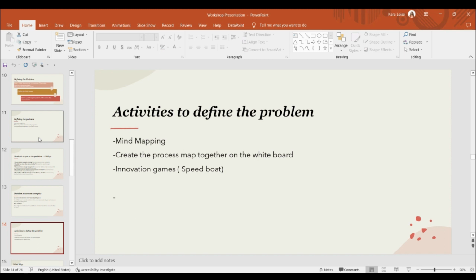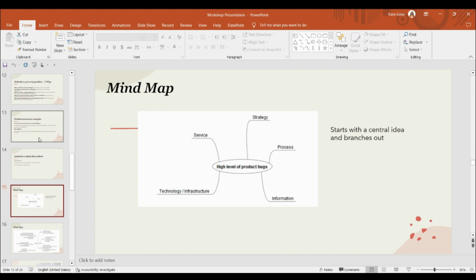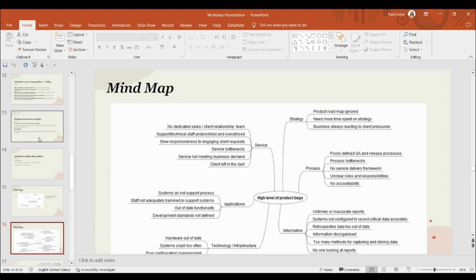And then you can do innovative games. I love the innovative games. So let's look at the mind map. This is a mind map. So you start off with a big idea and then you branch out and you eventually have something that may look like that with so many different options, right? That's what mind mapping does.